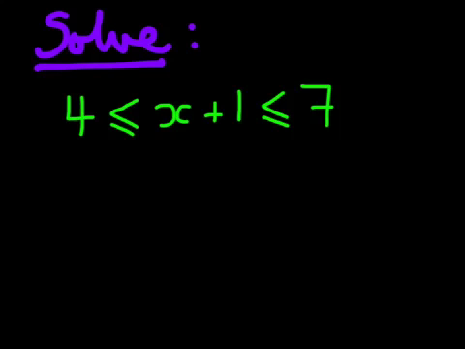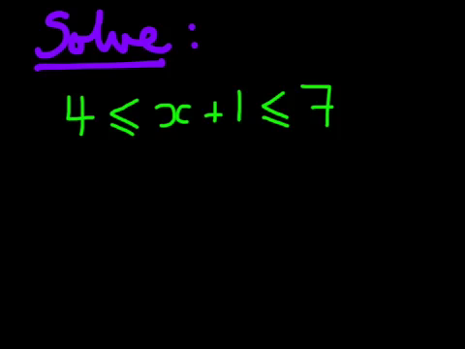So, the way that we actually do this is we sort of just pretend if we just had this as our question, how would we go around solving that? Well, we'd want to get rid of that plus 1, wouldn't we? Well, we're going to do exactly the same thing.